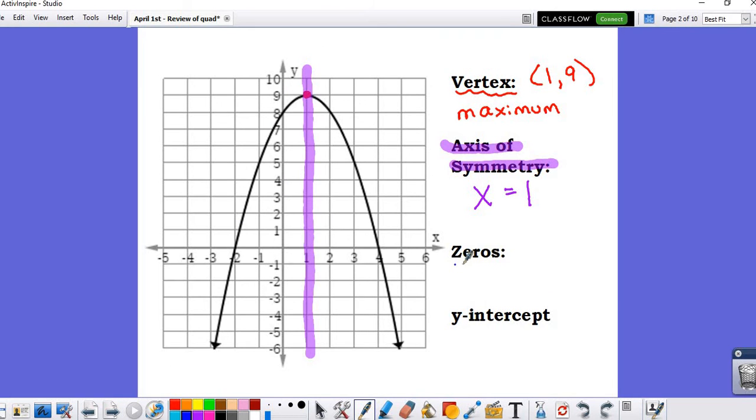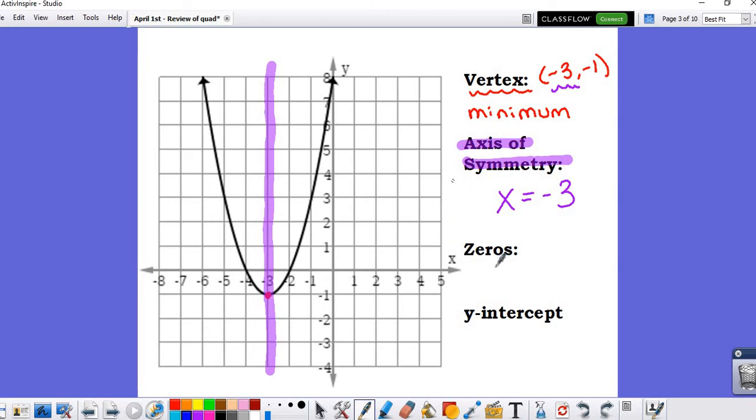All right, you try this one. Tell me what are the zeros of the function. So again, it crosses twice. It's where it crosses the x-axis. And it crosses at -2, 0 and 4, 0. All right, this one, tell me what the zeros of the function are. And here it crosses at -4 and -2. So -4, 0, -2, 0.